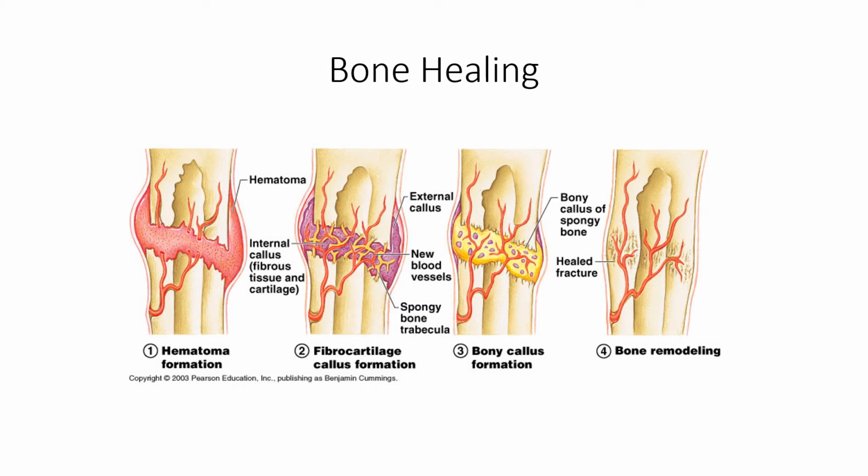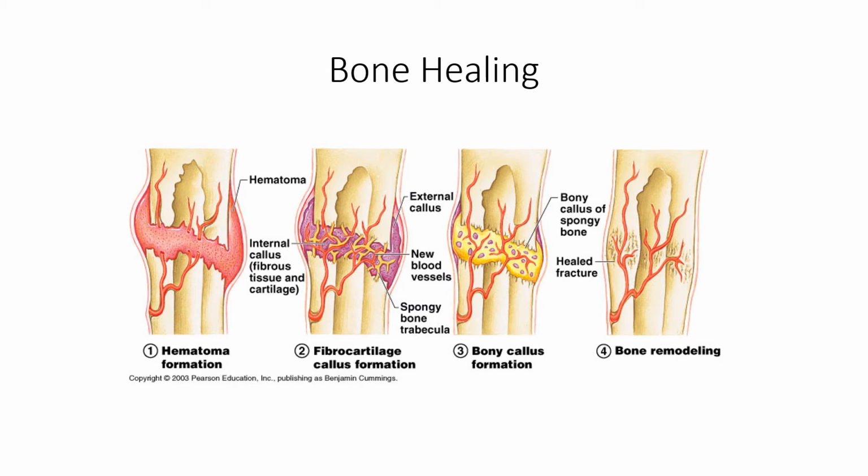The next step is the fibrocartilage callus formation. Fibrocartilage is going to form a scaffolding, you might say, upon which the new bony tissue will be built. So fibrocartilage creates a bridge over that broken area. Blood vessels grow into the area and start bringing in new bone supplies, such as calcium, to regrow that bone.